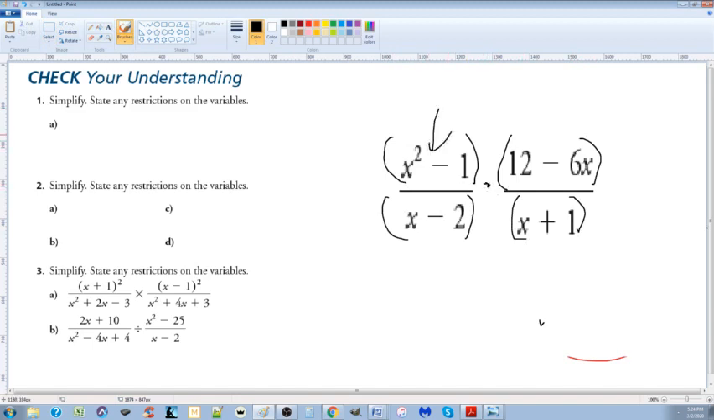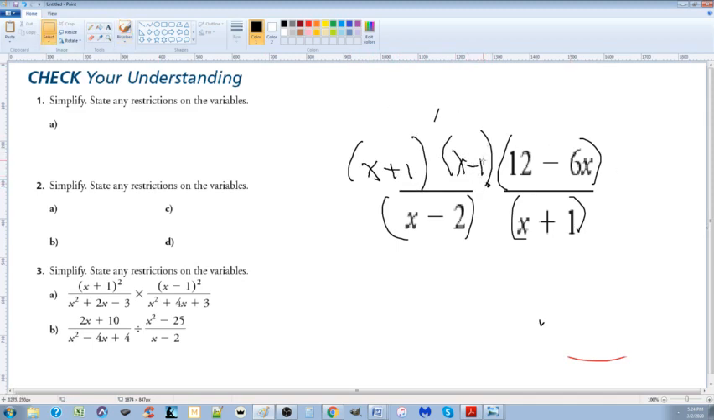So this is a difference of two squares, isn't it? So you get x plus 1 and x minus 1. So let's replace that with x plus 1, x minus 1. If in doubt, expand them yourself and you'll see.